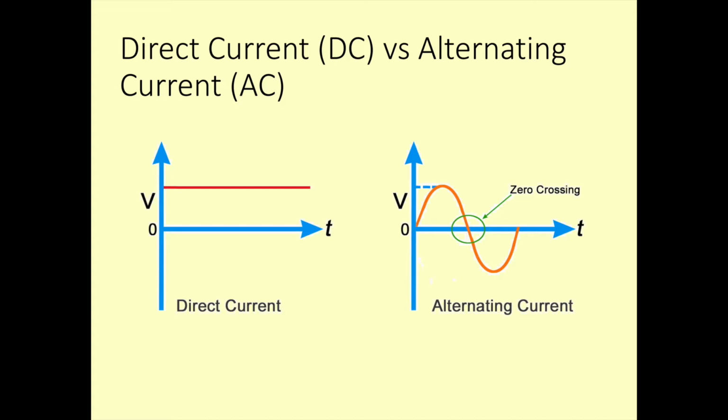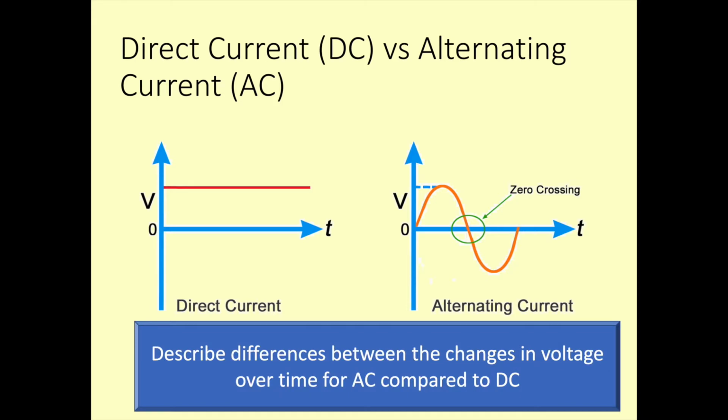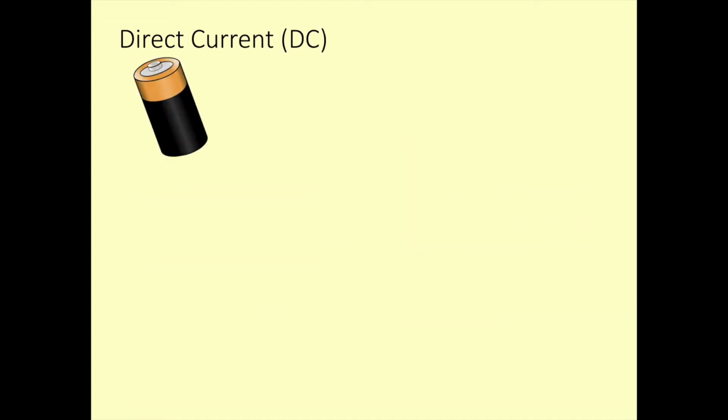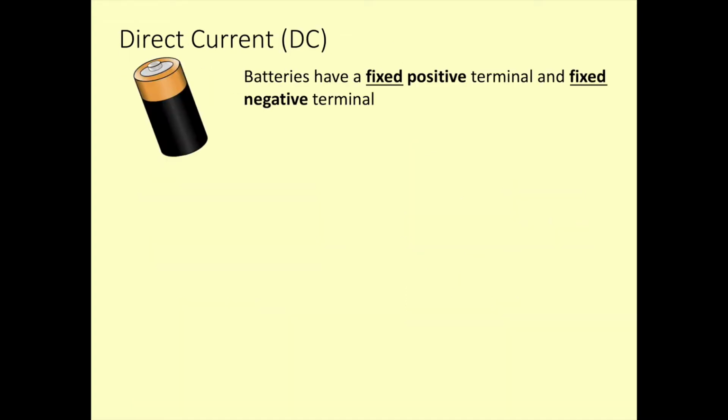So I've got two graphs here of voltage against time, with voltage on my y-axis and time along my x-axis. The direct current graph is on the left and the alternating current is on the right. I'd like you to have a think about the differences in the changes in voltage over time for AC compared to DC by using these graphs. How would you describe the voltage for a direct current over time, and how would you describe it for the alternating current over time?